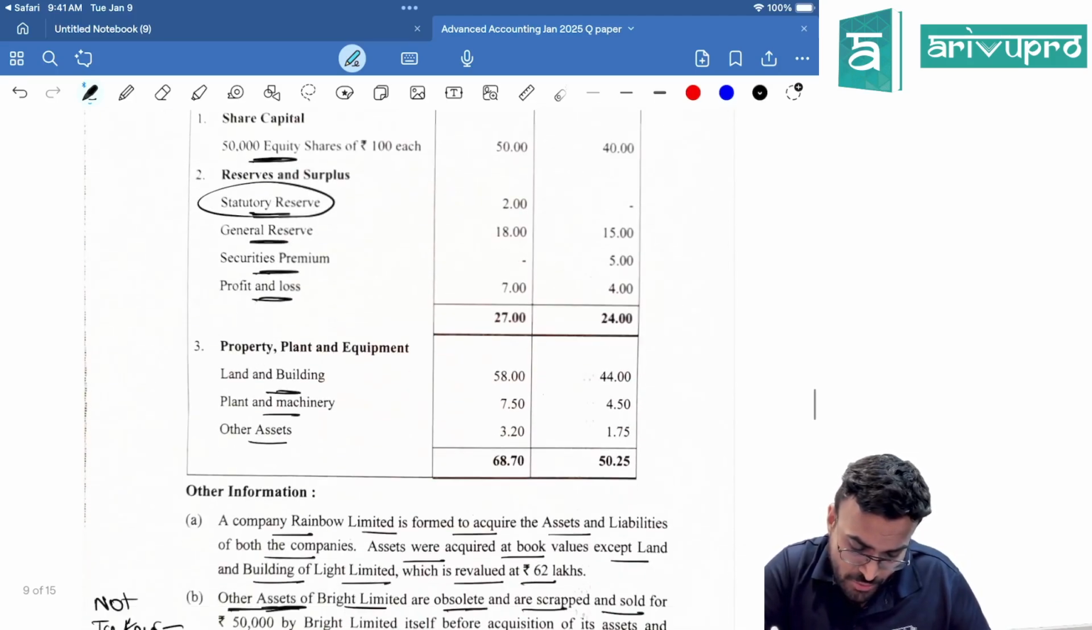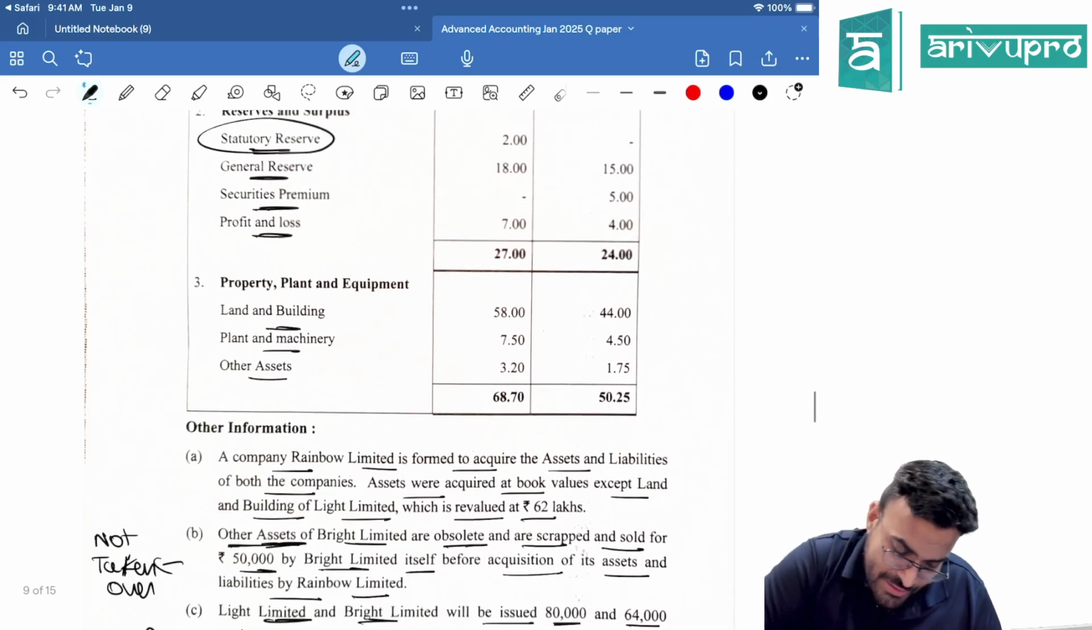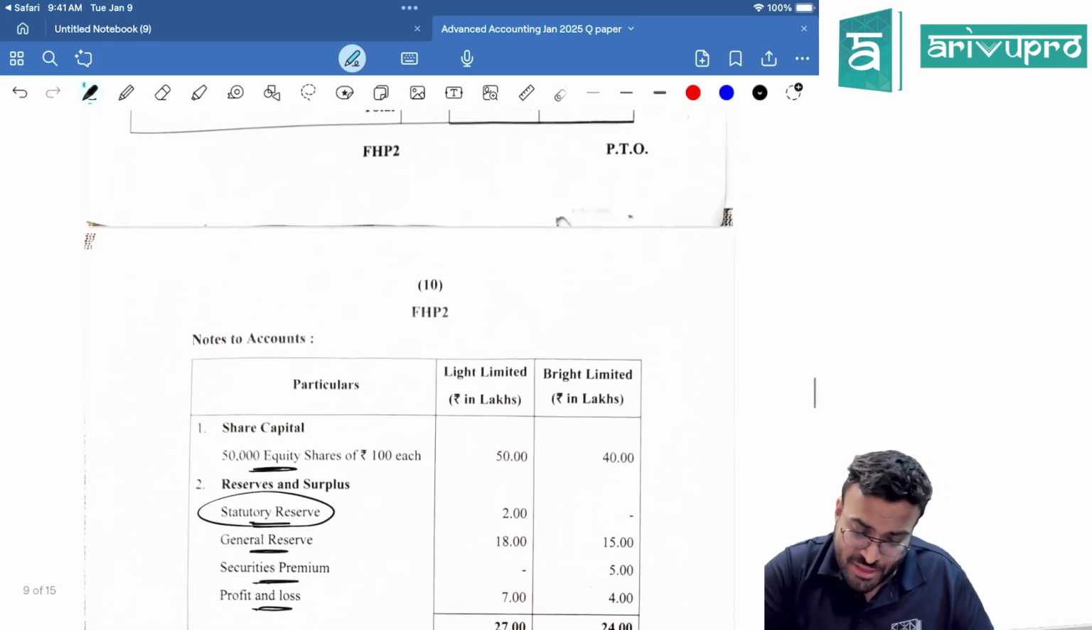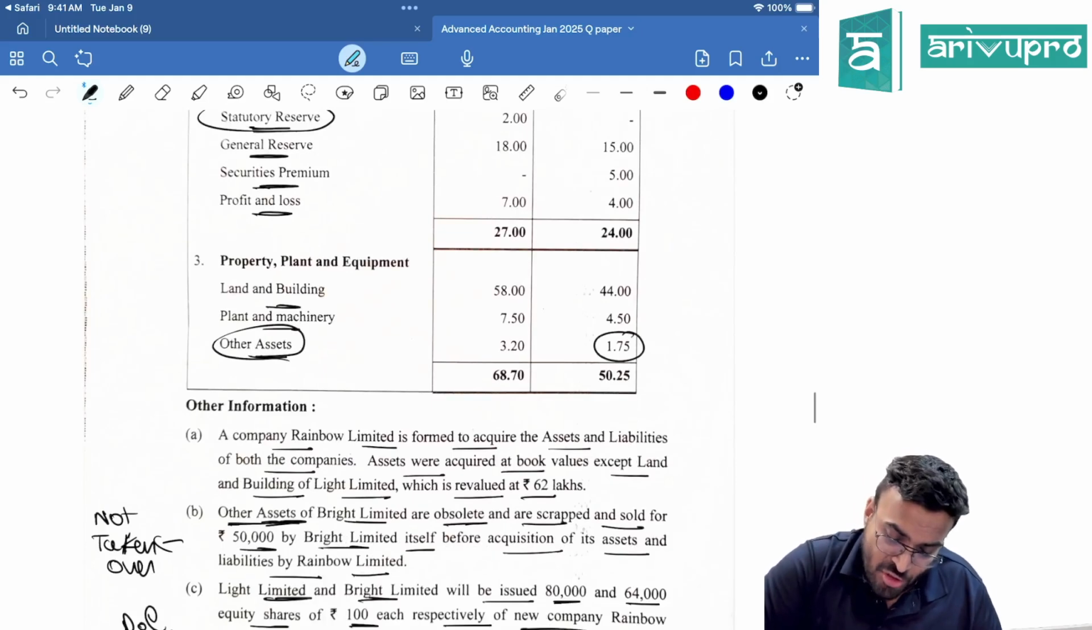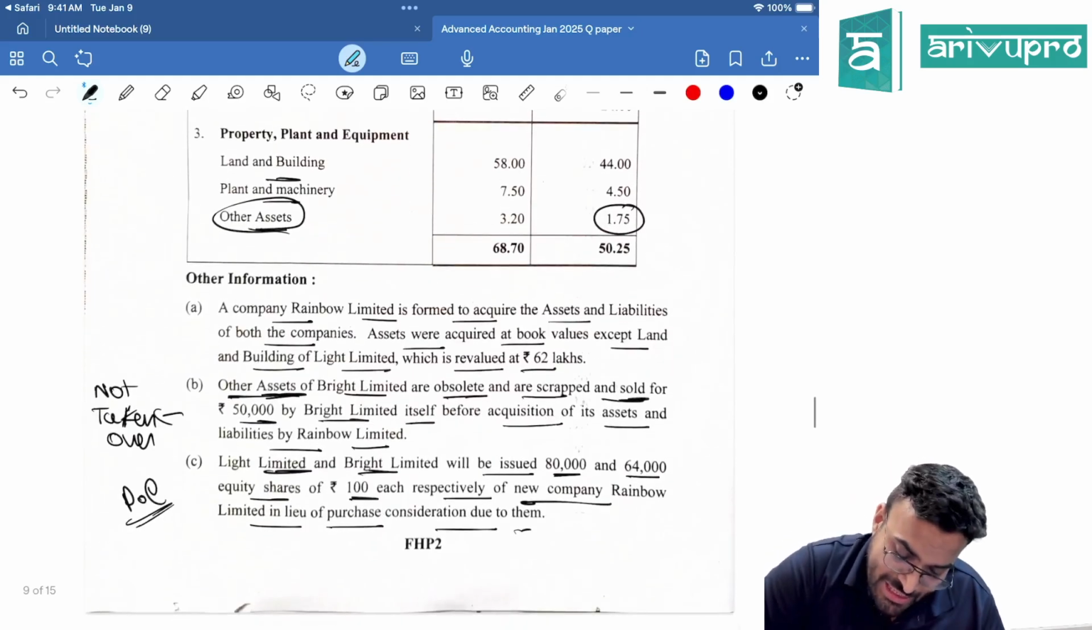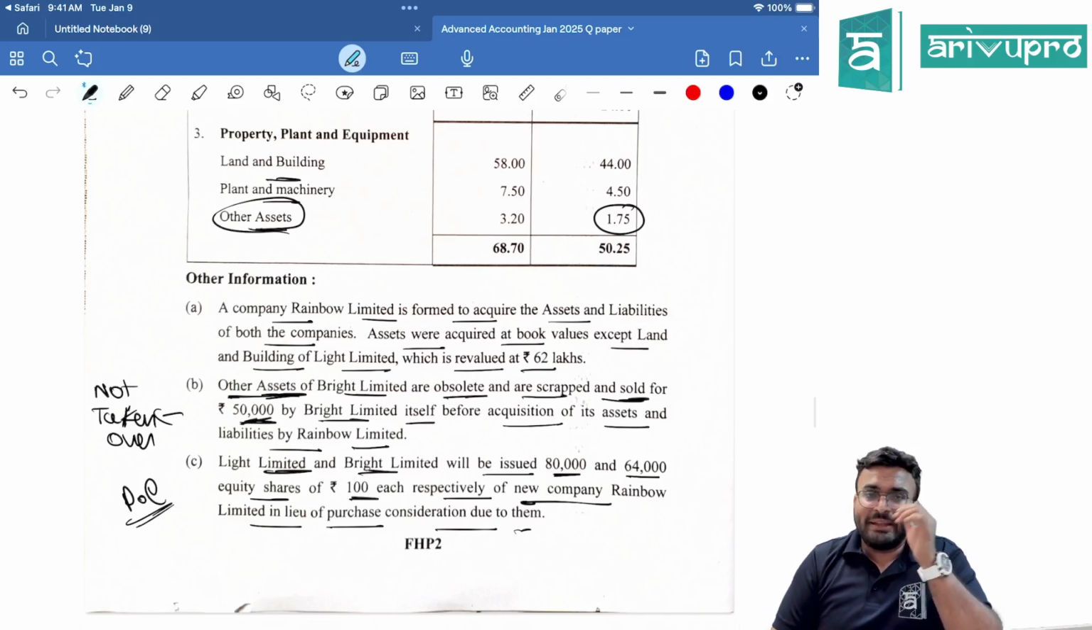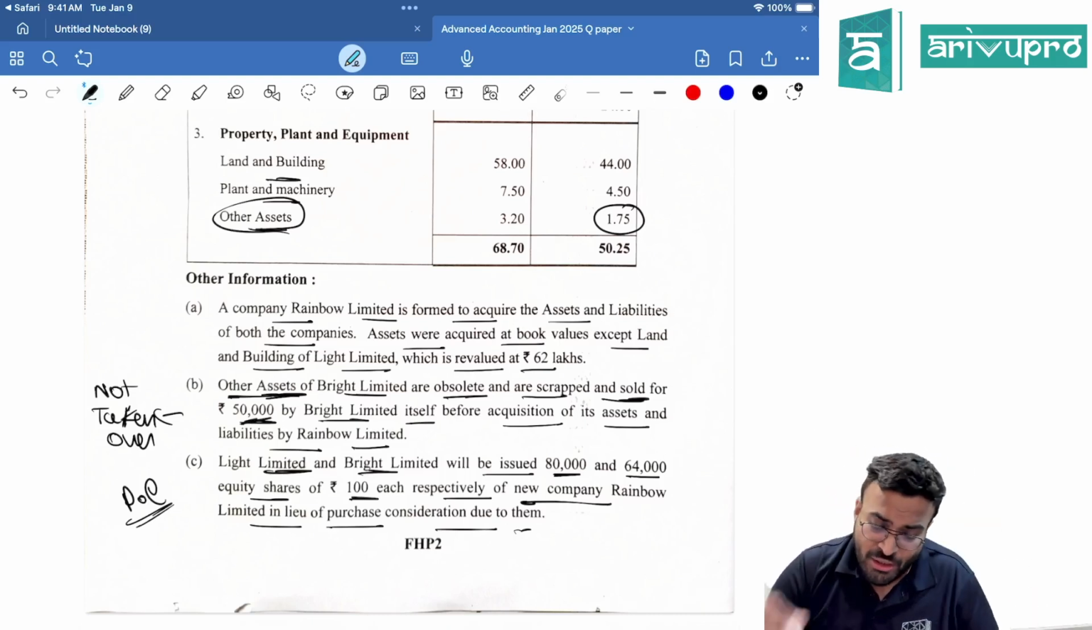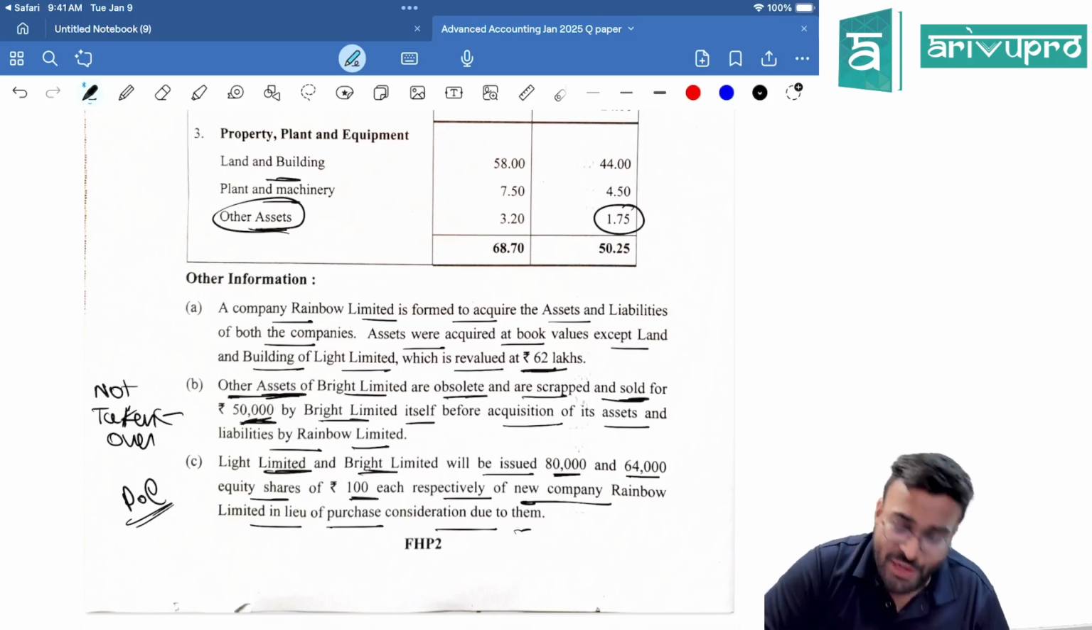What is not taken over by Bright Limited? Other assets. See here, other assets of which company? Bright Limited. Other assets of Bright Limited are not taken over. Okay, that is scrapped for 50,000. This is the only thing. Other than that, all the assets are taken over. In fact, the land and building is revalued at 62 lakhs.